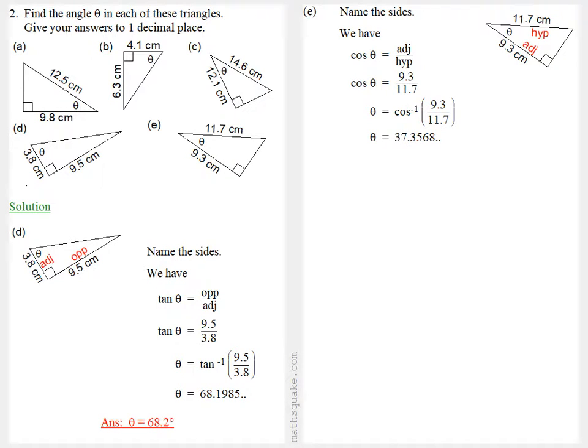So theta is 37.3568 degrees. Rounding that off, theta is equal to 37.4 degrees.